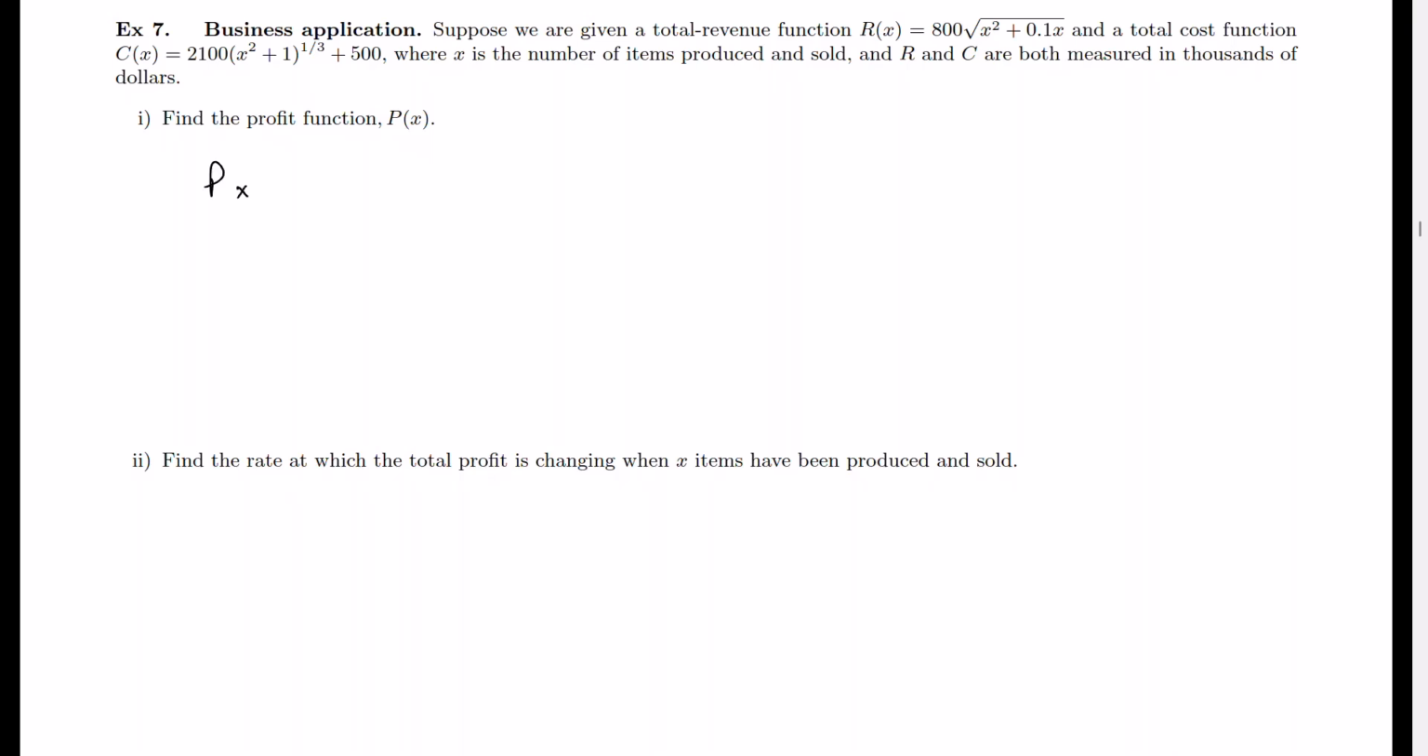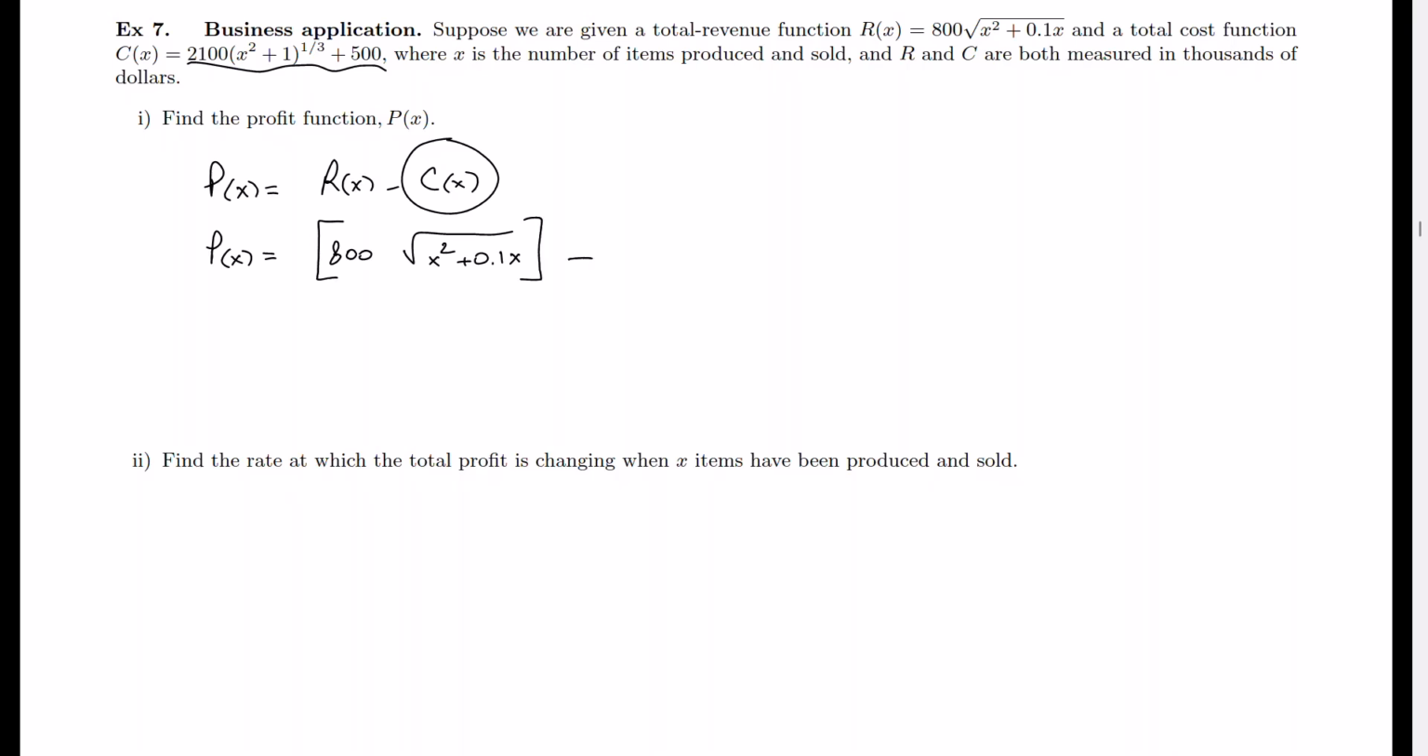So remember, p of x in business is just the revenue minus the cost. And what I have to be careful about is that my cost equation has multiple parts, and it comes after a minus sign, so make sure you put parentheses or brackets around everybody. So anyway, in this problem, the r of x is 800 times the square root of x squared plus 0.1x, all of it inside the square root. So that's the revenue equation or the revenue function.